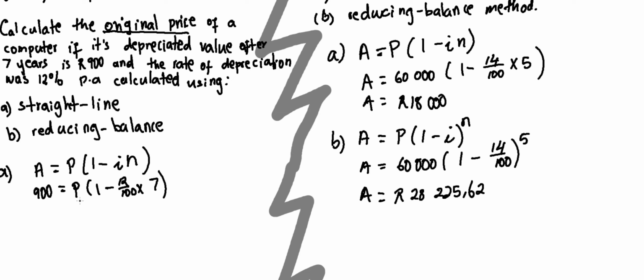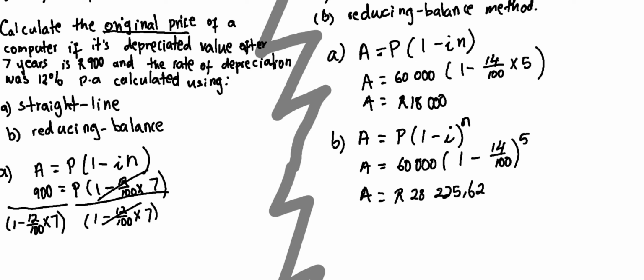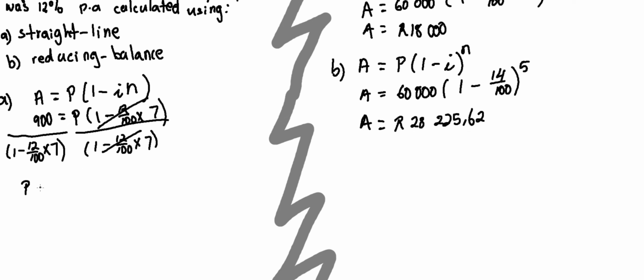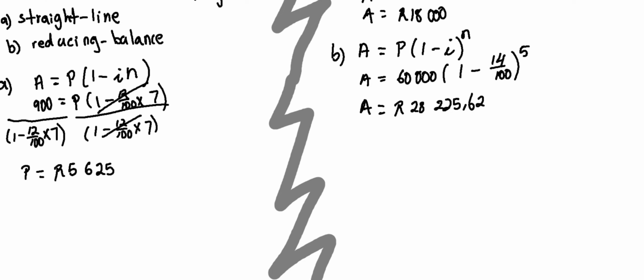Then remember, guys, from grade 10, I was emphasizing that you should not use your calculator just yet. You are simply going to use it at the end. So you are going to take this as it is. You're going to say 12 divided by 100 times 7, because you want to calculate this, and then you are going to find your original value of the computer. So when I punch my calculator, I found out it's going to be 5,625.